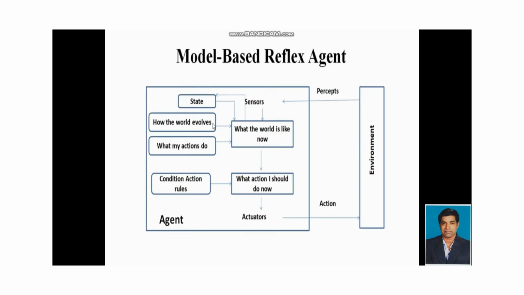In the model based reflex agent diagram, it is the same as the simple reflex agent, along with the sensors there will be state information: how the world evolves, what my actions do. All these parameter inputs we are getting, and what the world is like now we are deciding, and then what action I should do now. Here I am taking a certain action through condition action rules. Then the actuator performs the action on the environment.